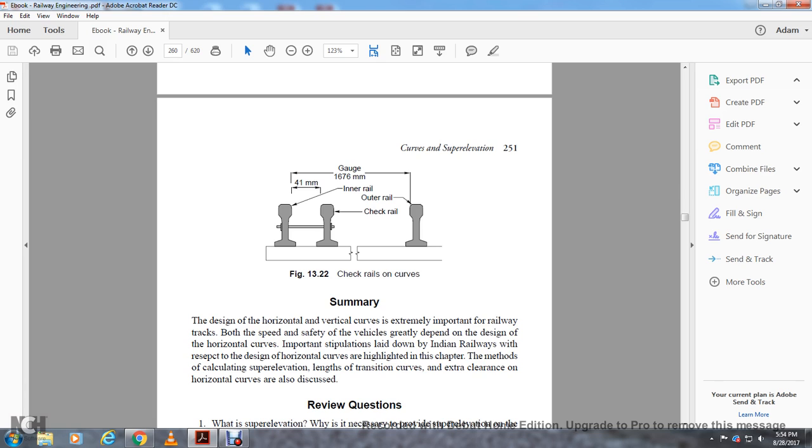1,676 gauge. Summary: The design of horizontal and vertical curves is extremely important for railway tracks, as both speed and safety of vehicles depend on the design. The horizontal curve design is important, with stipulations laid down by the Indian Railways with respect to the design. Horizontal curves are highlighted in the chapter. The method of calculating superelevation and length of the transition curves, and the extra clearance on horizontal curves, are discussed.